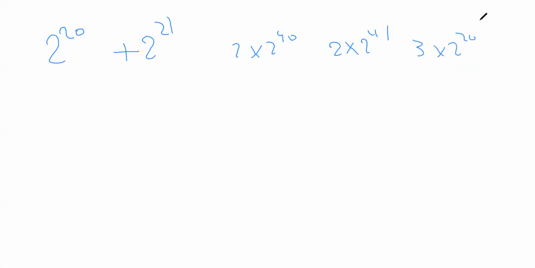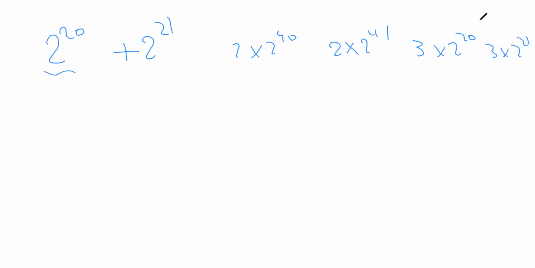Another one, 2 power 20 plus 2 power 21, plus, not times. If times, it is easy, I will add the powers. And it asks: is it 2 times 2 power 40, or 2 times 2 power 41, or 3 times 2 power 20, or 3 times 2 power 21?